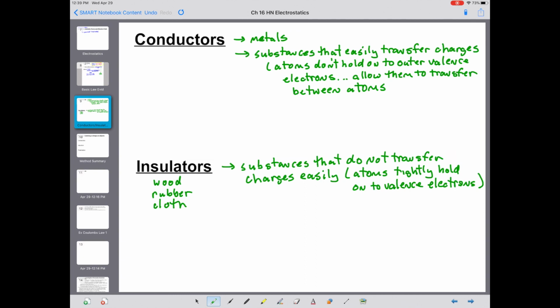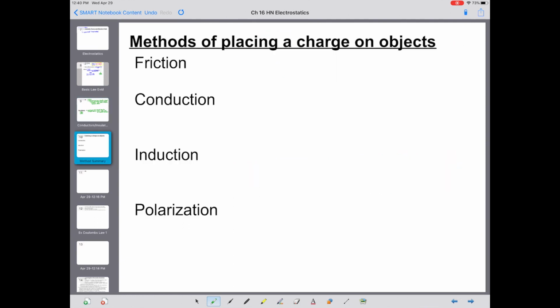If I put 1,000,000 extra electrons on a conductor, those electrons are going to spread out everywhere across the surface of that object. So you need to be able to distinguish conductors and insulators and understand these are not separate categories, but rather extremes. To be able to observe charges, we have to transfer that charge, because we can't see electrons and we can't see protons.